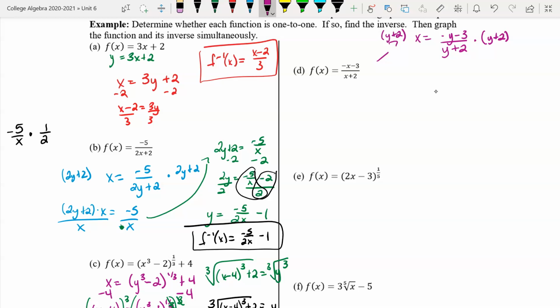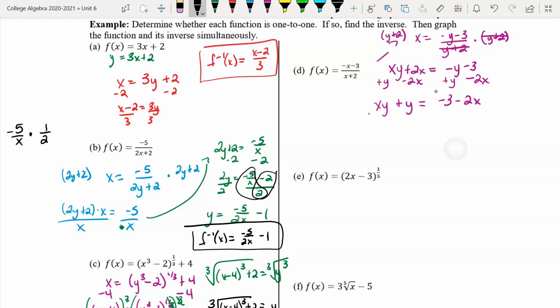Now here's what happens. You actually want to multiply the left side. So I get xy plus 2x equals negative y minus 3. That's how we get rid of that denominator. Now anything with a y in it, I want to move to the left side. Anything with just an x, I want to move to the right side. So I'm going to have xy plus y equals negative 3 minus 2x.